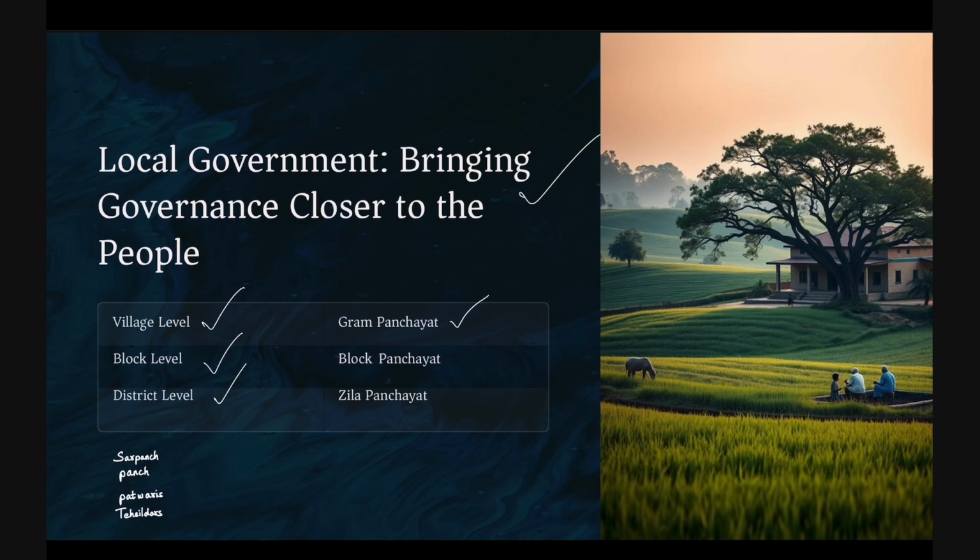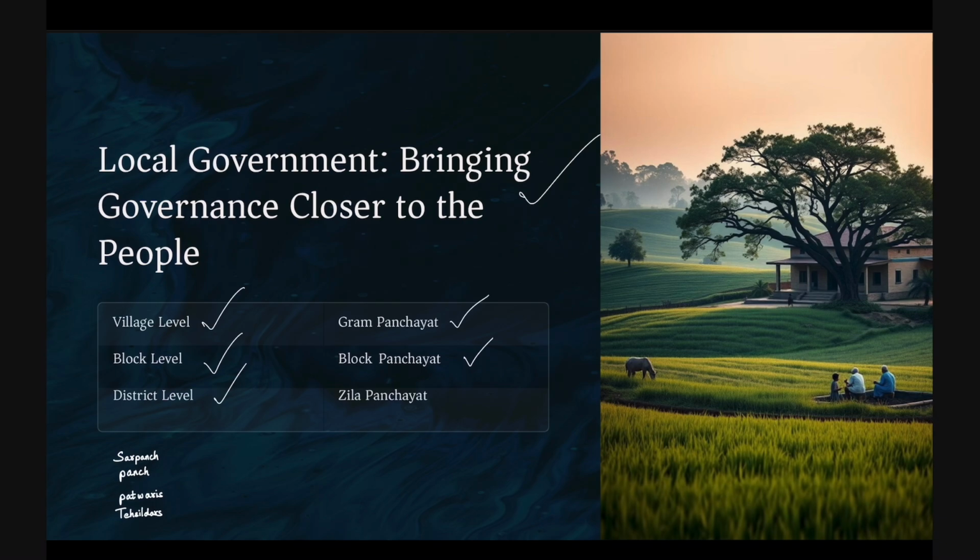At block level, a group of villages forms a block. So at block level, it's managed by the Panchayat Samiti or Block Panchayat, and at district level, it is managed by the Zilla Parishad or the Zilla Panchayat.